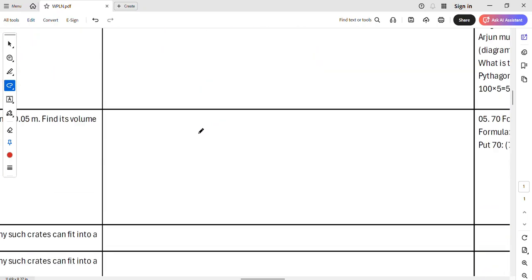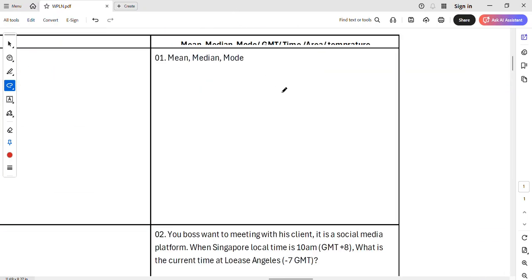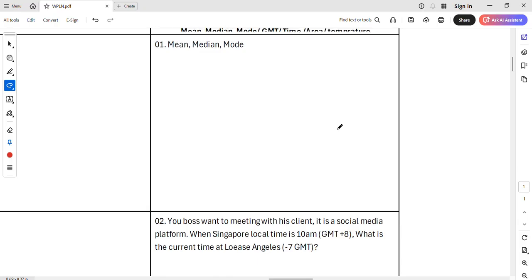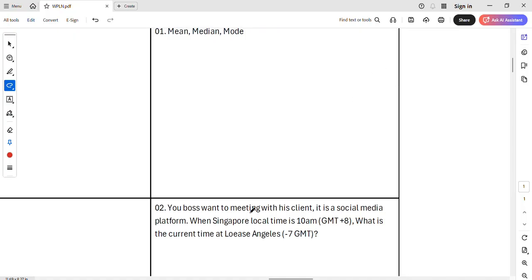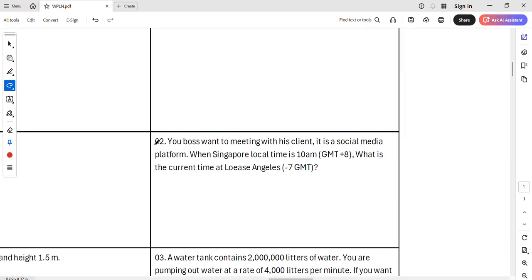Then a discussion about mean, median and mode. Remember this easy rule: mean is the average, median is the center value, and mode is the most often. If you face this kind of question, you should know this, so nothing is difficult for you. You may get the correct answer.